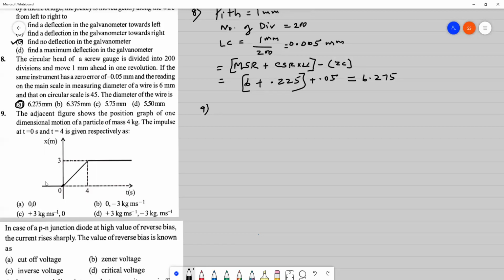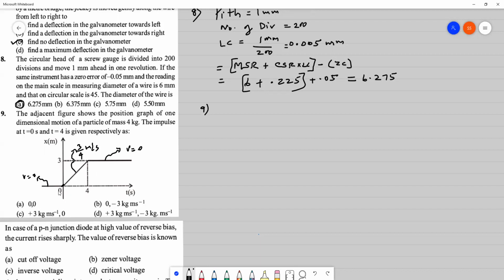So here, the velocity is 0. In this portion of the graph, the velocity is 0. And similarly, in this portion also, the velocity is 0. This is also parallel to the time axis. But here, the slope of this graph is actually 3 by 4. So the velocity here is 3 by 4 meter per second.